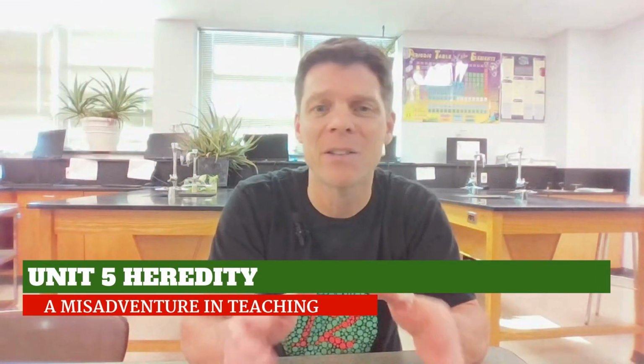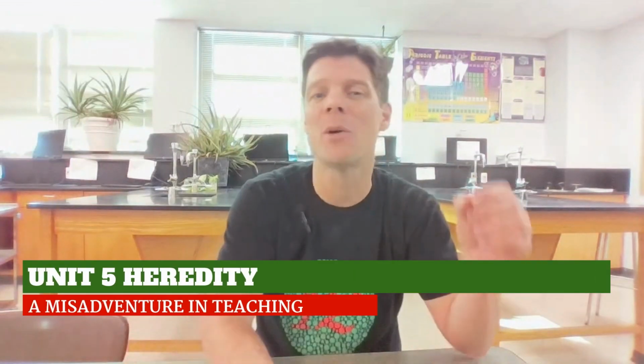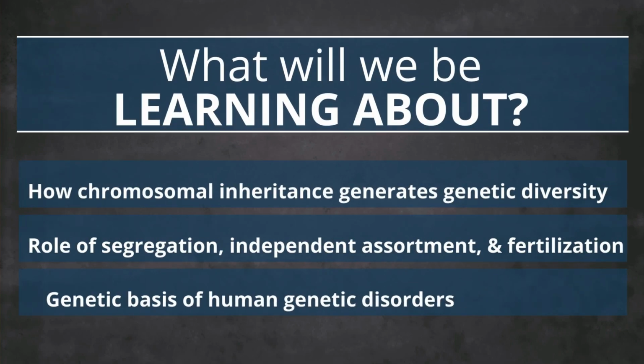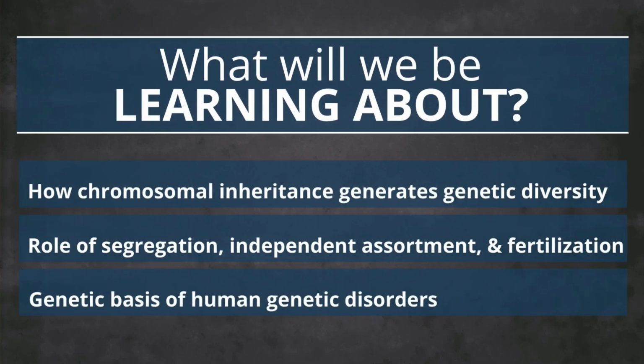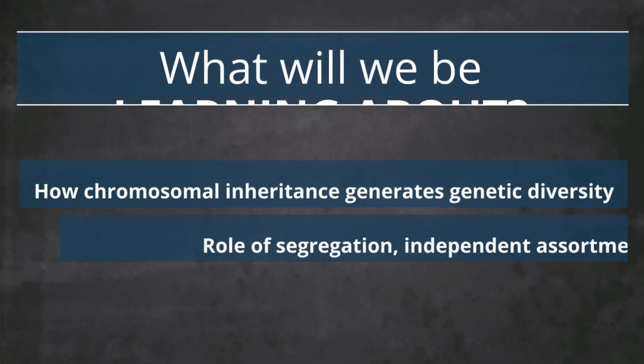As we near the end of Unit 5 exploring heredity and genetics, we're now going to connect chromosomes to inheritance and explore how segregation, independent assortment, and fertilization generate genetic variation in populations. We'll also look at how errors in the system can lead to genetic disorders.